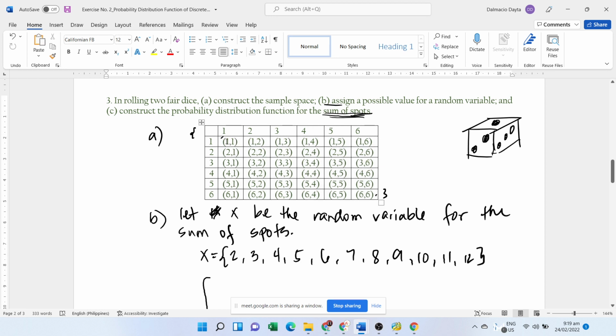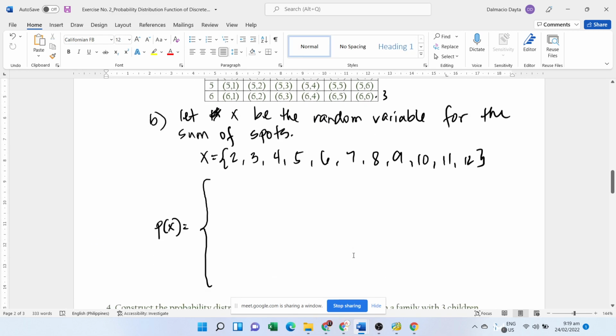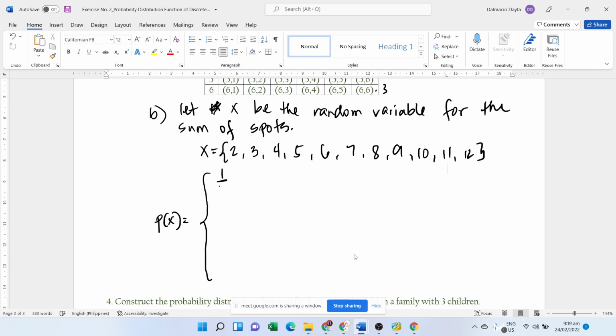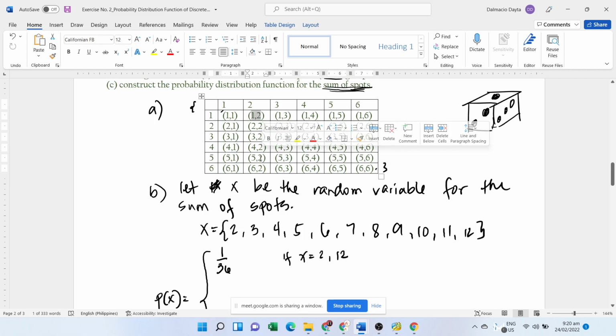Now, pareho lang yung dami kapag ang sum ay 2 at saka kapag ang sum ay 12. 6 plus 6, saka 1 plus 1. So, ibig sabihin, that is 1 over 36 if x equals 2 or 12. Were you able to follow? Dalawang 1 over 36 na yan. Total pareho lang naman eh. Isang beses na lang isusulat. Ganon din yung dami kapag sum is 3. Look at that. Kapag ang sum is 3, dalawa yan. 2 plus 1, saka 1 plus 2. So that is 2 out of 36.